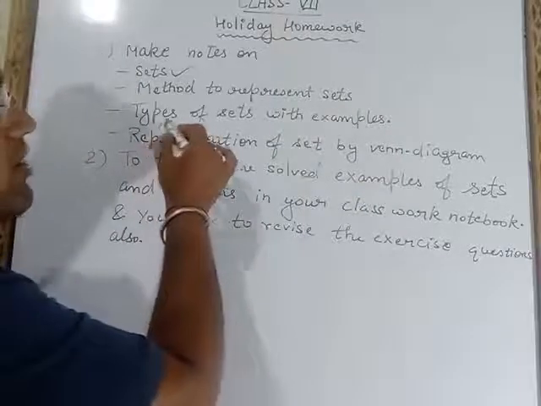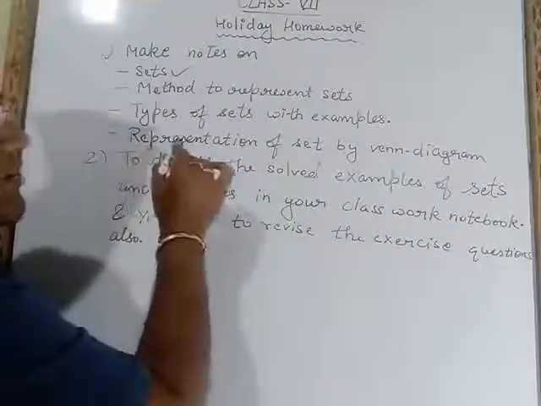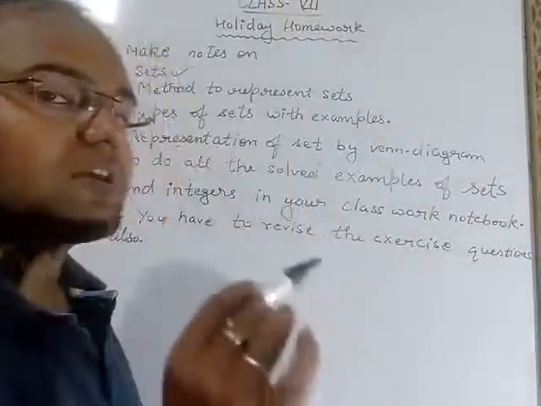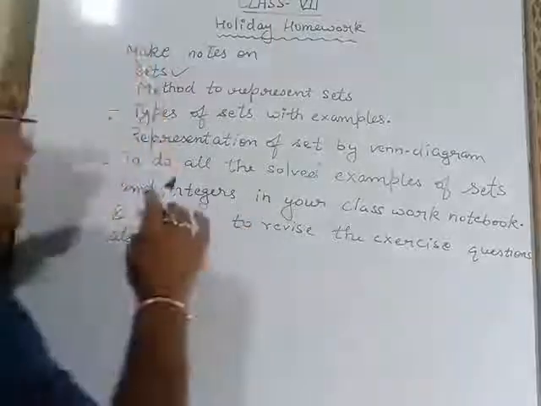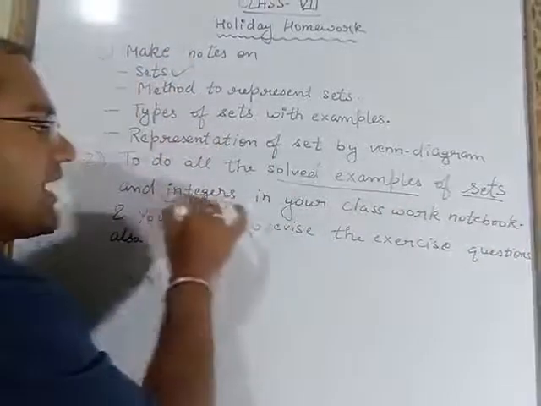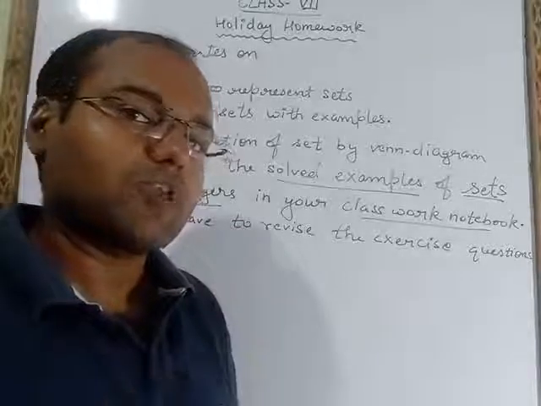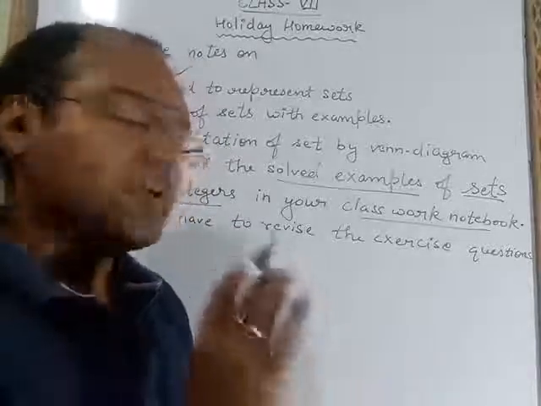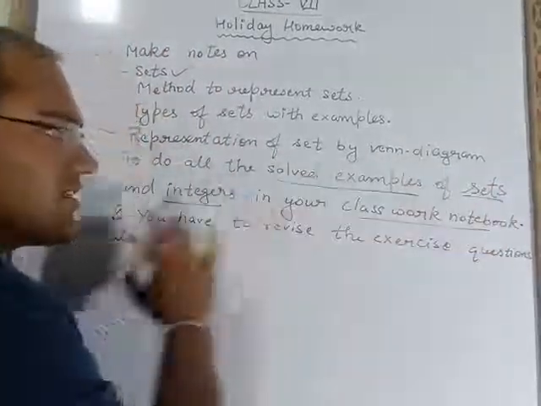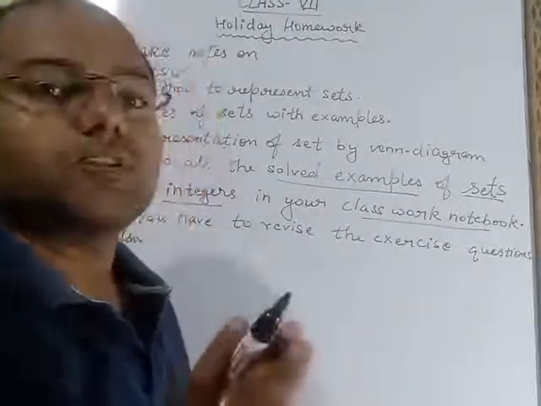Then you have to explain how many types of sets are there and give examples also. Next, you have to write about the Venn diagram, how to represent the sets by Venn diagram. Now the second thing is, you have to do all the solved examples of sets and integers in your classwork notebook. For holiday homework, no need to make a new copy. You can do that in your classwork notebook only. Plus you have to revise the exercise questions also. So this is your holiday homework.